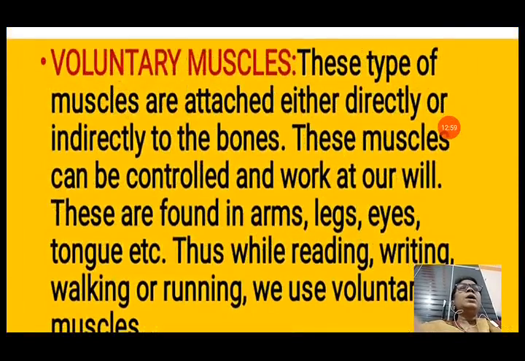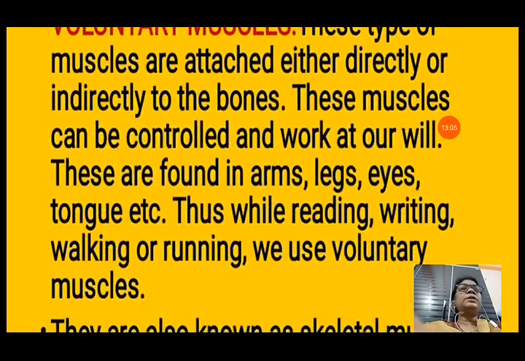Voluntary muscles. These types of muscles are attached either directly or indirectly to the bones. That's why they are also known as skeletal muscles. These muscles can be controlled and work at our will. They are found in the arms, legs, eyes and tongue. We can move our tongue, arms, legs and eyes at our own will. It is under our control.